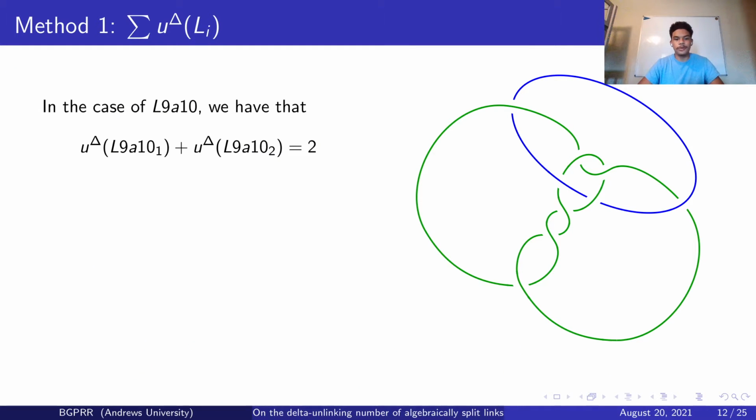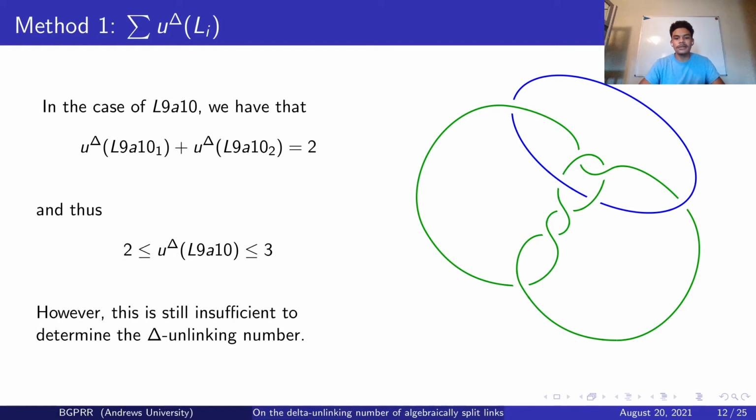In the case of our example, L9A10, we have that if you add the delta unknotting number of the green component with the delta unknotting number of the blue component, we get a sum of 2, which gives us a lower bound for our link, L9A10, having a delta unlinking number bounded below by 2 and above by 3. But this is still insufficient to fully determine the delta unlinking number.